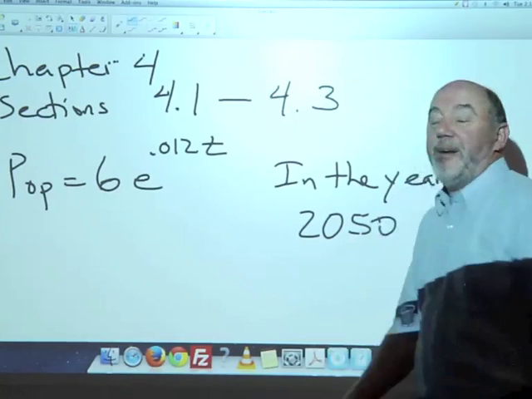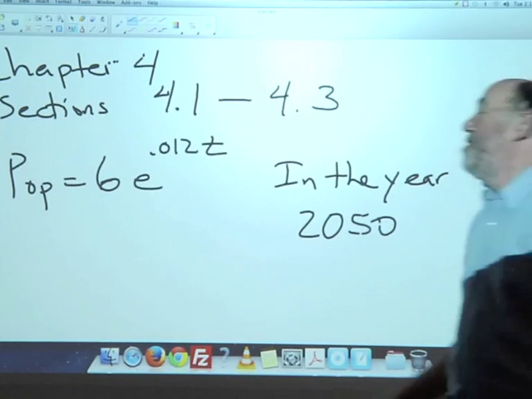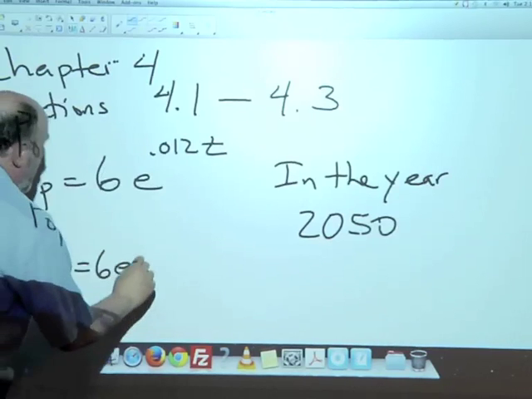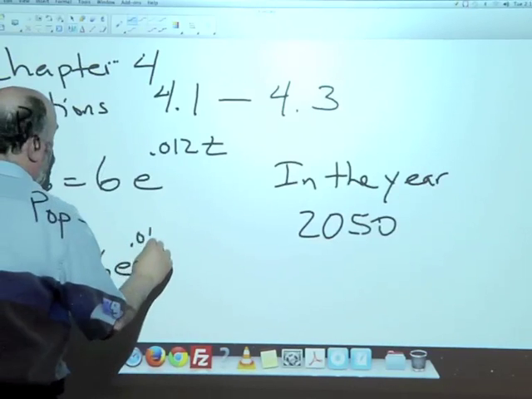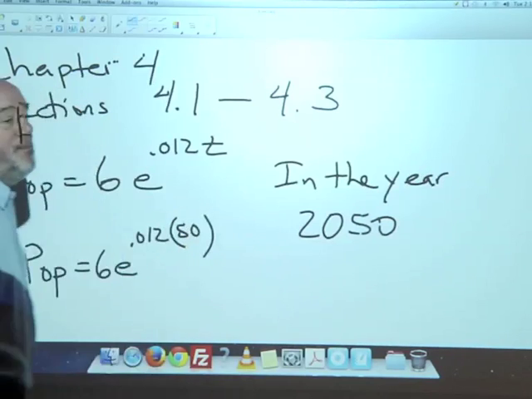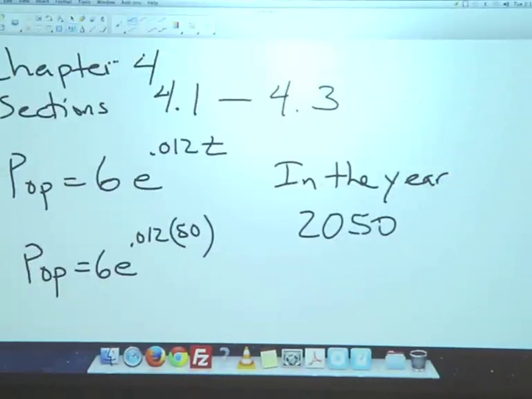So 2050 is how many years after the year 2000? 50. And so population will be given by 6e to the 0.012 times 50. On the calculator, you should have an e to the x button, which is probably a second function right above the ln button.